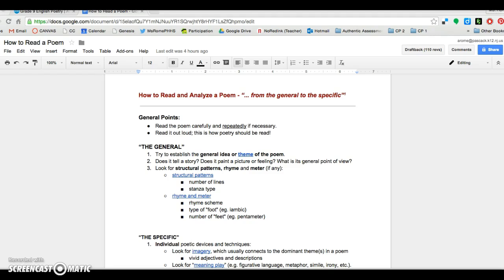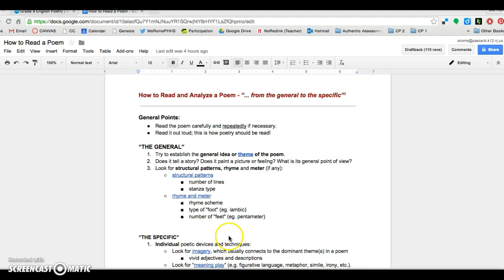So the first thing we want to do is look at the general poem. We want to take a step back and look at everything all at once. So we just want to read the poem really relaxed, and if you can, read it out loud. This is poetry how it should be read. It should really be recited out loud for an audience.